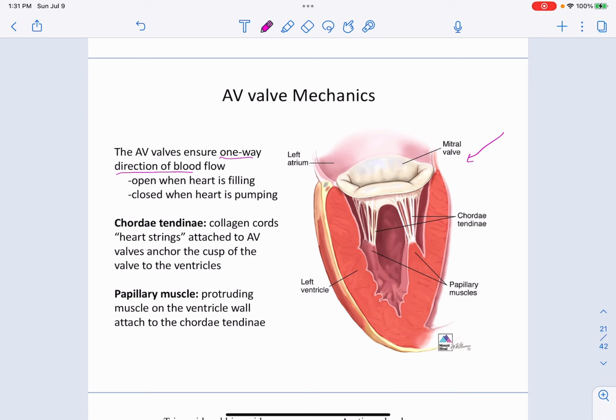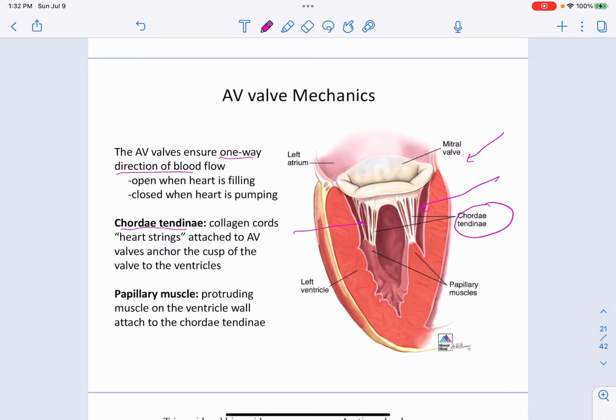Now, I kind of think of these valves as a little bit flimsy, if you will. So they need mechanisms to hold them in place. And what they have are something called chordae tendineae. That's what these strings here are, all of these strings holding on to the valve. You've probably heard of the term heartstrings. Somebody's pulling on your heartstrings. That's what they're referring to. Those are the chordae tendineae.